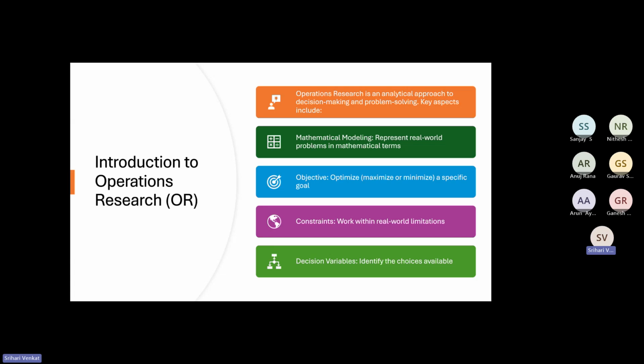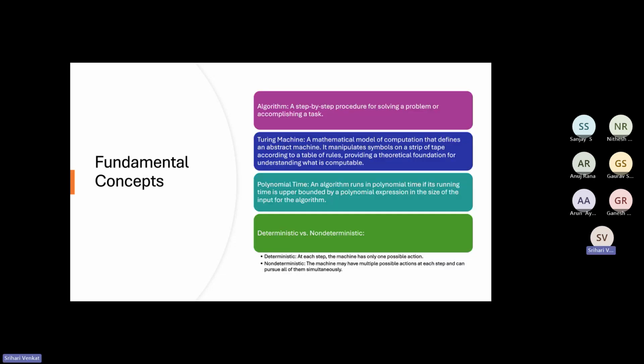The decision variables are the variables which are under our hand, which we want to use for optimizing our goal. So these three things we need to figure out. And operation research involves figuring out these three things and then converting this into a mathematical model. Next, once we have converted something into a mathematical model, we need to solve it. In order to solve it, there are various methods and techniques.